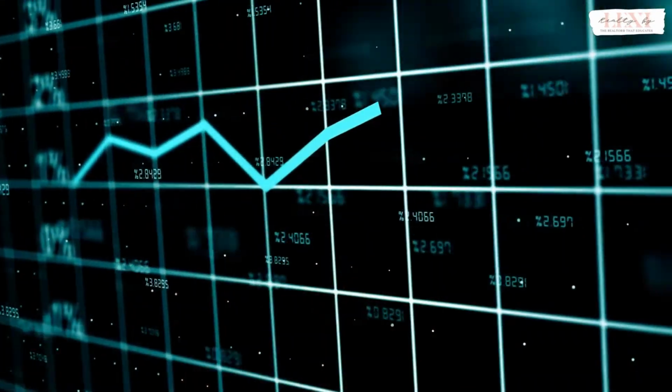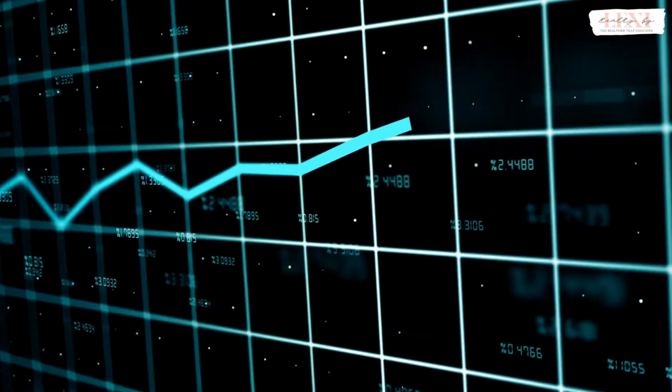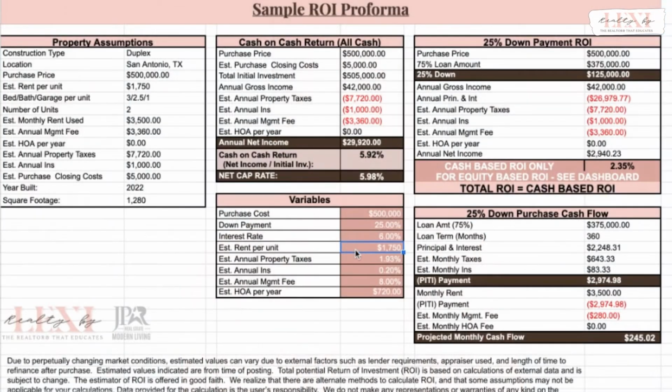Remember that interest rates fluctuate. You must speak with a mortgage lender or organization for an up-to-date rate. I am not a mortgage lender. Next, you will see that I have an estimated rent of $1,750 per unit because I have run a market analysis to determine that that would be a fair market rent. You can do this yourself, or I can always help you with this part.